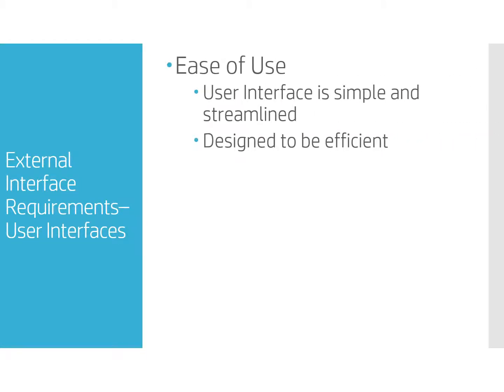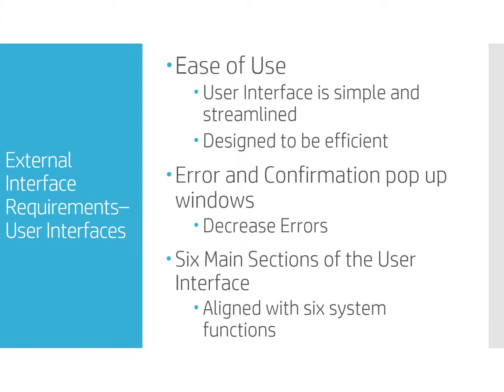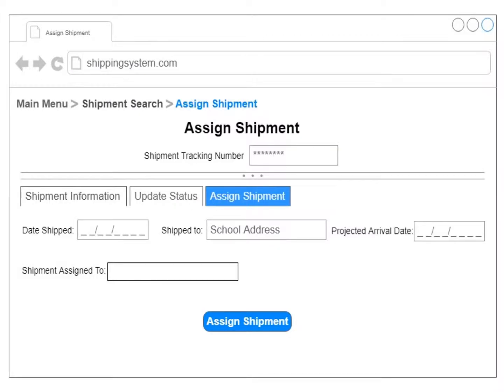The system was designed so that the user interface is easy to use. It is simple and streamlined, which will make it as efficient as possible. The system also has a number of checks and balances in place, including errors and confirmation pop-up windows. These were included to decrease errors. There are 6 main sections of the user interface, and these 6 sections align with the 6 system functions we just discussed. This slide contains an example of one page from the shipping system.